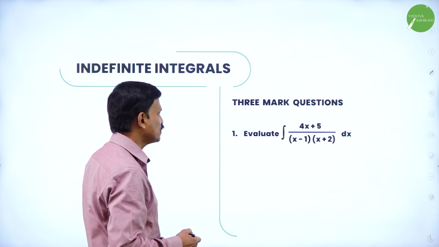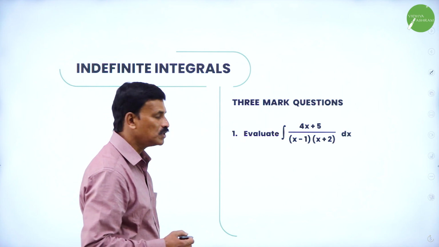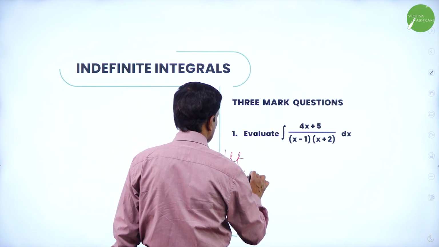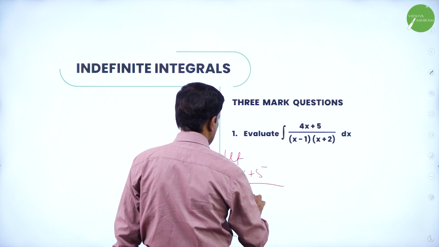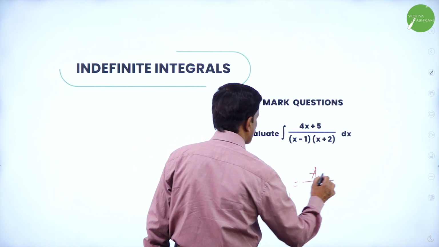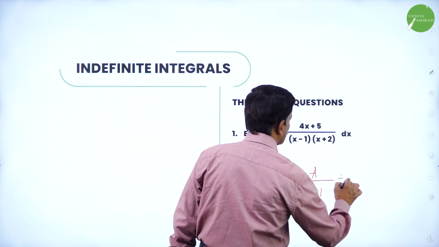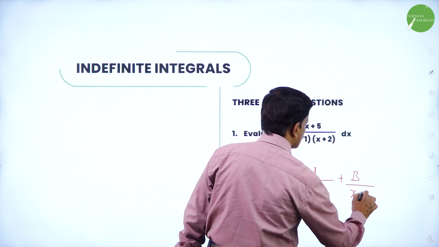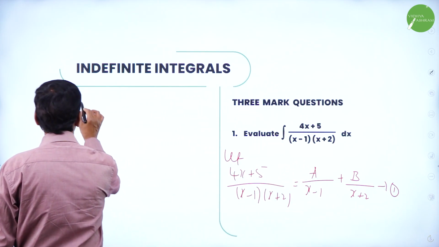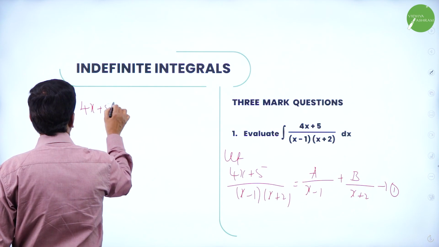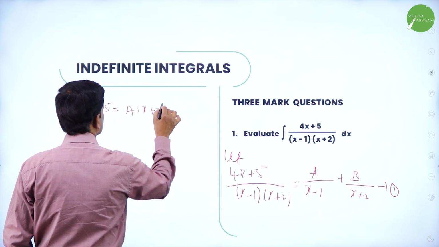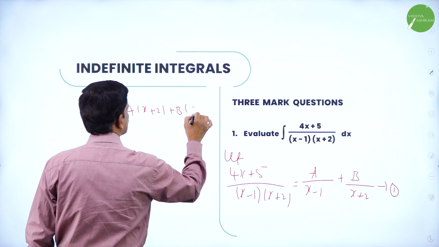Evaluate 4x plus 5 divided by x minus 1 into x plus 2. Now let us resolve this into partial fractions. Let 4x plus 5 divided by x minus 1 into x plus 2 be written as a by first factor, that is x minus 1, plus b by second factor, x plus 2. Let us represent this as equation number 1. What happens if we take LCM and simplify? 4x plus 5 is equal to, cross multiply, a into x plus 2 plus b into x minus 1.